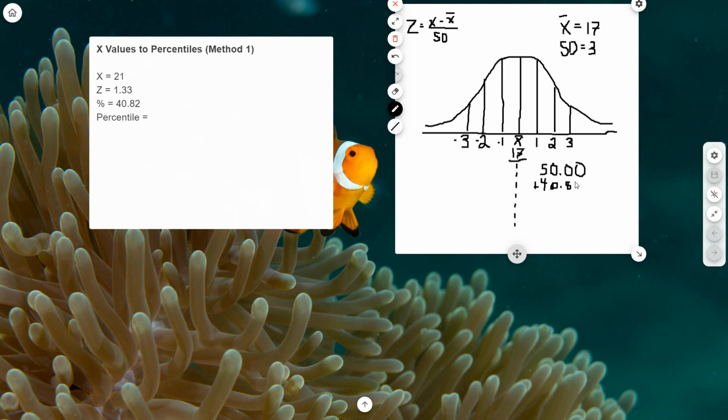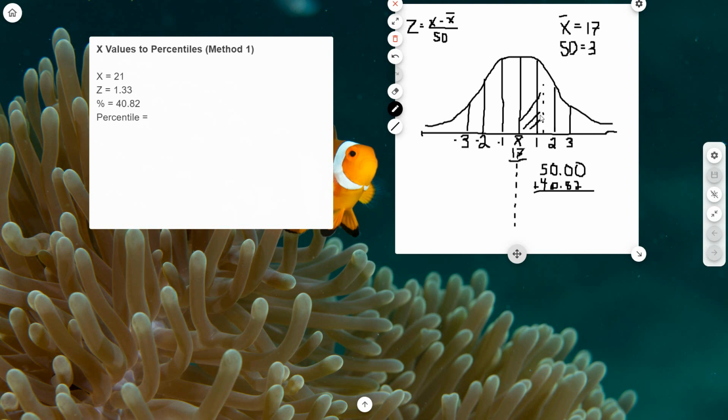All right, 40.82 is going to be added to 50, because we know that from here to the midline is 50%, and since we're going to go out to the positive 1.33, it's going to be about right here. To give you a visual, I'm going to give you some perforated lines here. So it's about right from here to here. We're just looking for this area between here and here, just to give you a visual.